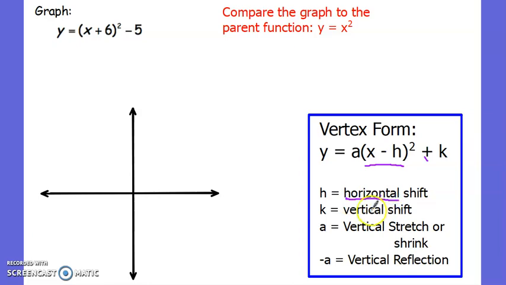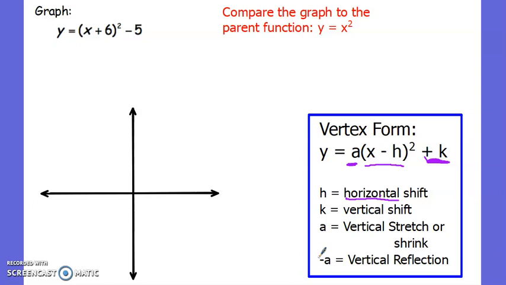Now, we've talked about vertical shifts before. Vertical shifts happen last. They happen outside. So notice that's plus k out here. So k is our vertical shift. And finally, a, that coefficient or constant in front, that scalar multiple, is a vertical stretch if it's greater than 1. It can be a vertical shrink if it's a fraction between 0 and 1. And if it were negative, it would also be a vertical reflection.